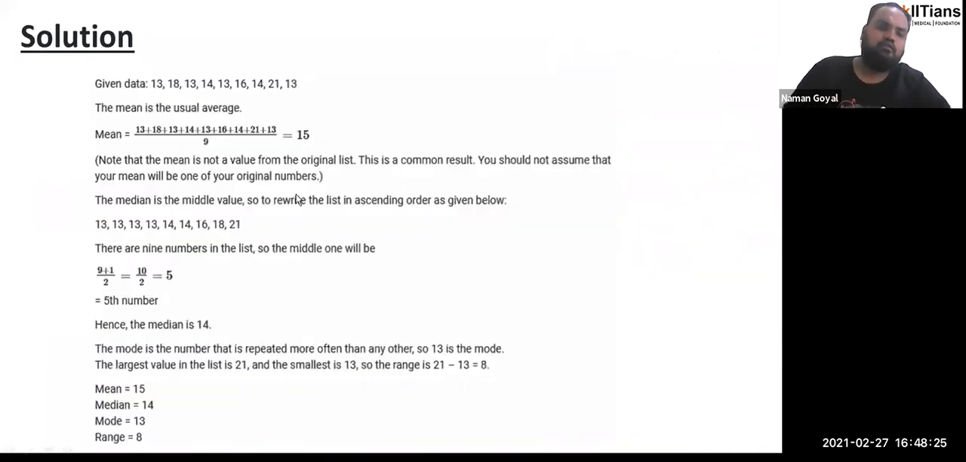Okay. Now if you see this question, solution is there. This is the data we have. So for mean, what we have to do, we have to add them all and divide it by 9. So what we get? 16.